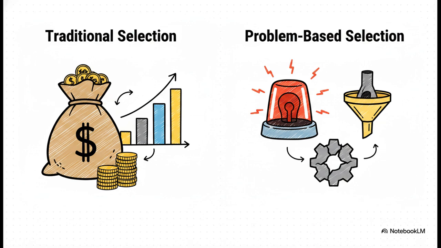The second strategy, however, is problem-based selection. This approach focuses entirely on operational pain. You target the family that has the highest recurrence of incidents or the phase that's causing massive cascading delays across your project lifecycle. Both strategies are totally valid, but your choice depends entirely on your immediate strategic goals. Are you trying to maximize cost savings, or are you desperately trying to stabilize a chaotic process?